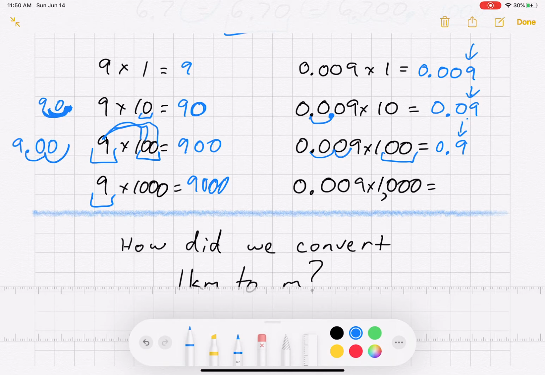And here I'm multiplying by 1,000. So 1, 2, 3, because I have the 3 zeros. And I'm moving my decimal behind the 9, so this just becomes 9. And the 9 has moved from the tens place to the ones place.